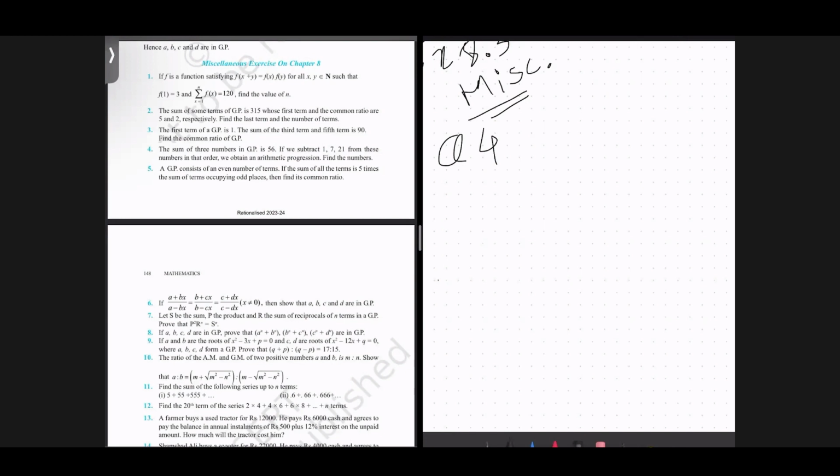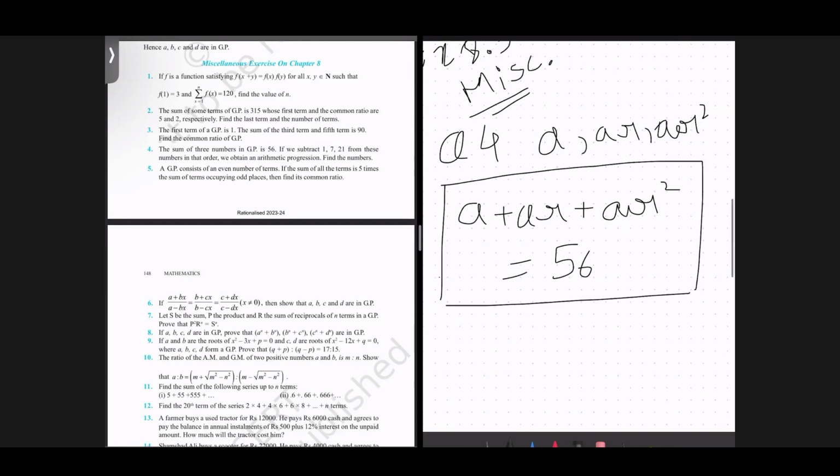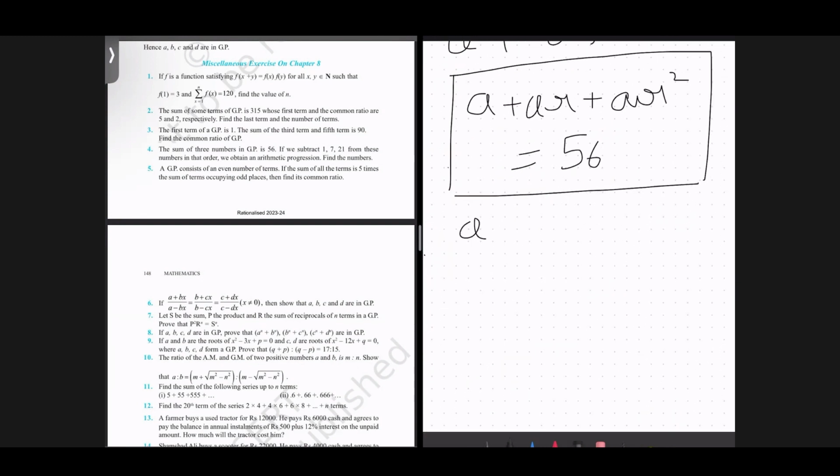So let's suppose these three numbers to be A, AR, and AR^2, right? So the summation of these three numbers is A + AR + AR^2 = 56. This is the first equation that we have. Then we have been told that when you subtract 1 from the first term, 7 from the next term, and 21 from the last term, these three numbers are going to form an AP.